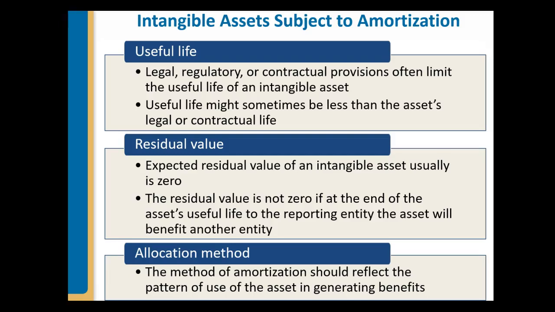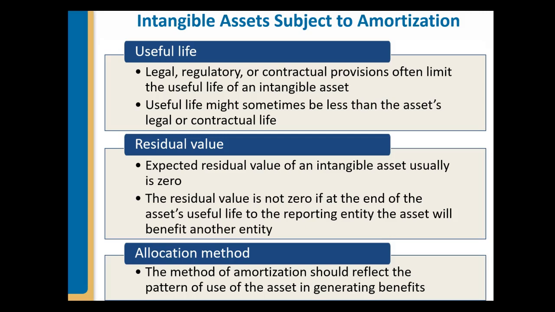Legal, regulatory, or contractual provisions often limit the useful life of an intangible asset, but on the other hand, useful life might sometimes be less than the asset's legal or contractual life. So, for example, the useful life of a patent would be considerably less than its legal life of 20 years if obsolescence were expected to limit the longevity of a protected product.